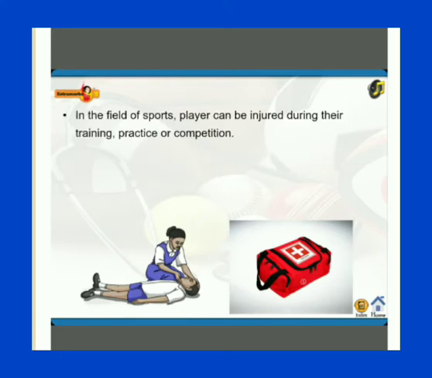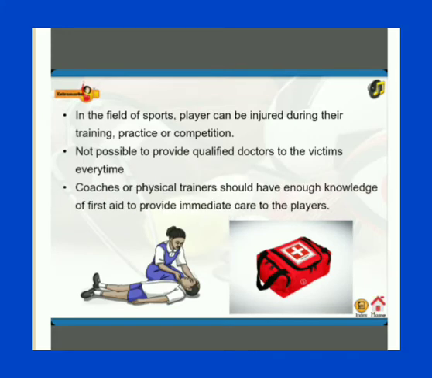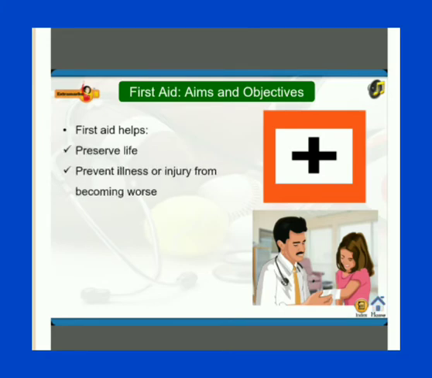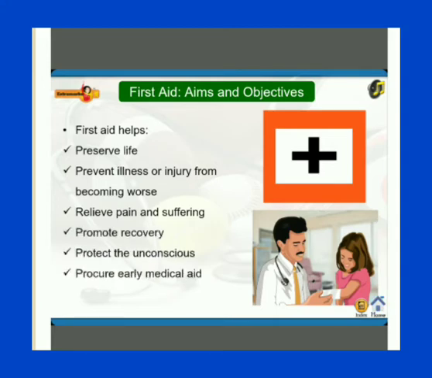In the field of sports, any player can be injured during training, practice or competition. In reality, every time it is not possible to provide qualified doctors to the victims. In that case, coaches or physical trainers should have enough knowledge of first aid to provide immediate care to the players. Let's know the major aims and objectives of first aid. First aid helps preserve life, prevent illness or injury from becoming worse, relieve pain and suffering, promote recovery, protect the unconscious, and procure early medical aid.